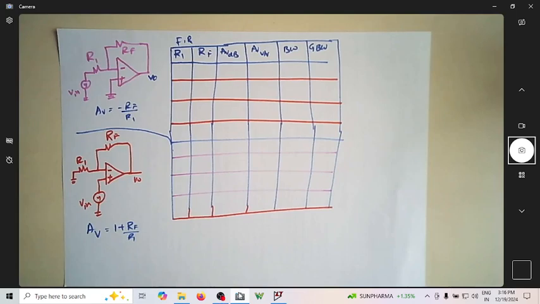Hi students, welcome to another video on OPamp circuits. In this video, we do simulation using LT-Spice and try to verify the gain and the bandwidth for both inverting and non-inverting amplifiers. So let us proceed.